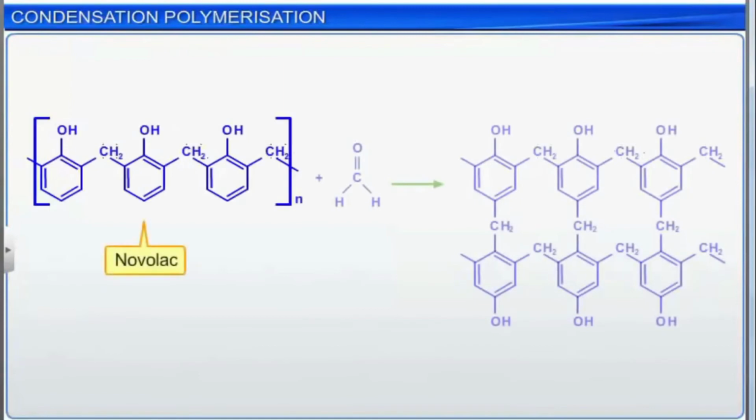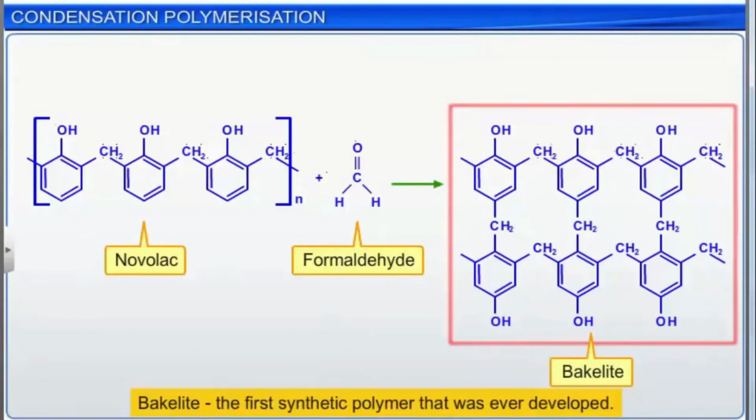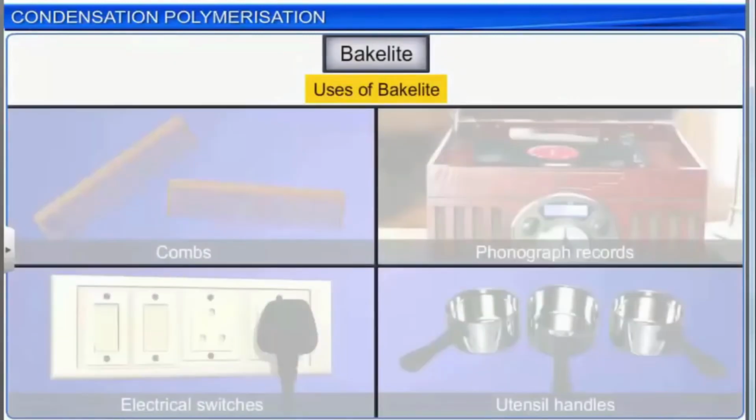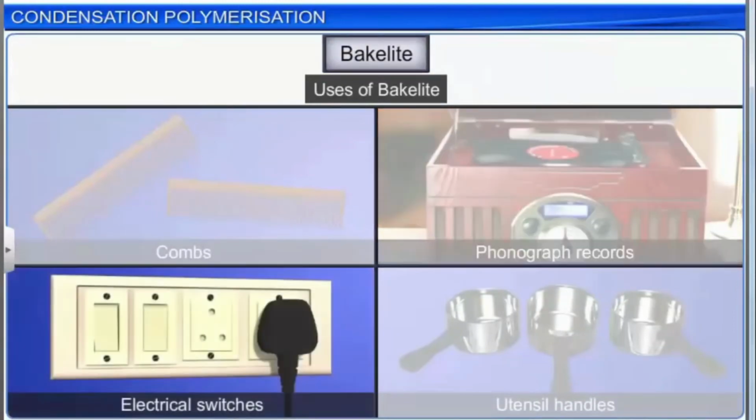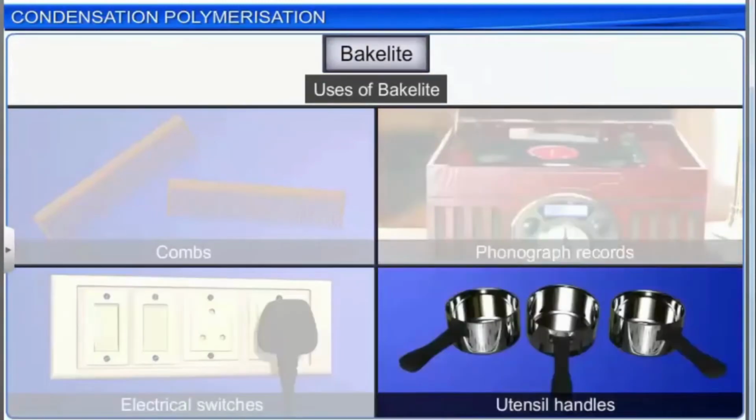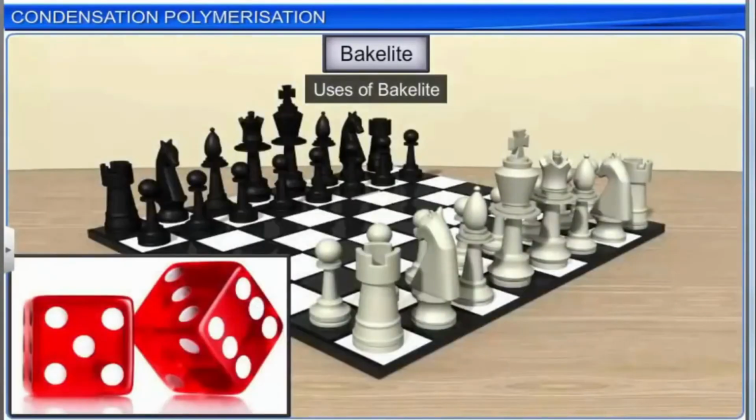When Novolac is heated with formaldehyde, many cross-links between the chains develop. This cross-linked, rigid three-dimensional structure is called Bakelite, the first synthetic polymer that was ever developed. Bakelite can be used to make combs, phonograph records, electrical switches, and utensil handles. Bakelite is also used as a porcelain substitute, such as in game pieces.